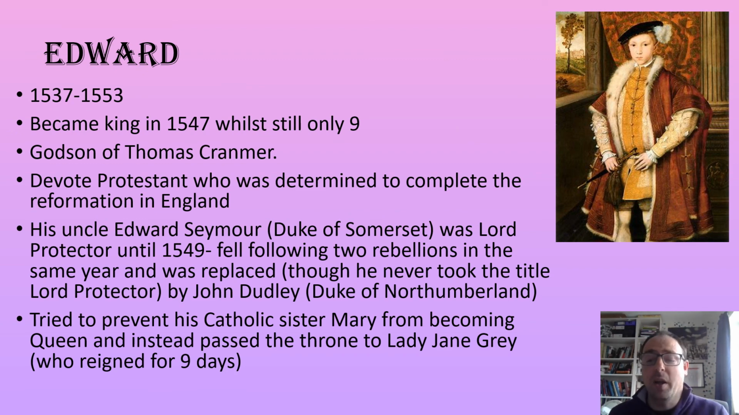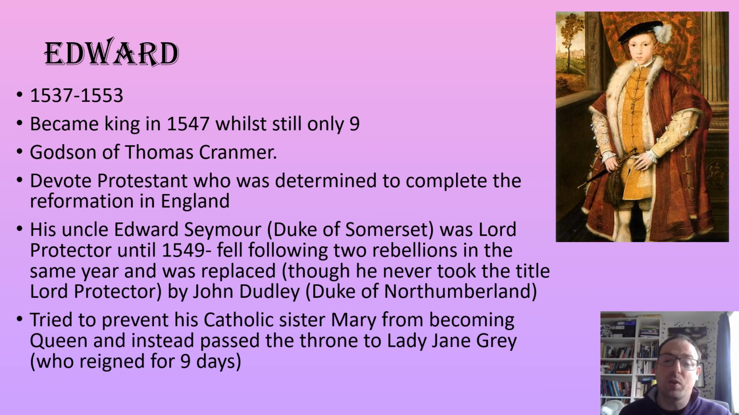Final one of Henry's children then is Edward, who was born in 1537 and lived to 1553. He became king in 1547 whilst he was still only 9. He was the godson of Thomas Cranmer. He was an absolute devout Protestant zealot, if you like, determined to complete the Reformation in England and create a truly Protestant nation, despite the fact that most of the people were still Catholic.